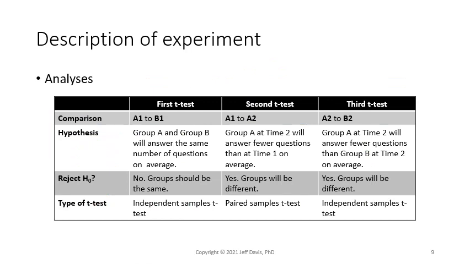Let's see what else. Okay, so here's another way to lay out what we're going to do with this experiment. Again, we're going to make 3 comparisons, or conduct 3 two-sample t-tests. For the first t-test, we're going to compare group A1, group A at time 1, to group B at time 1. So group A and group B will answer the same number of questions on average.